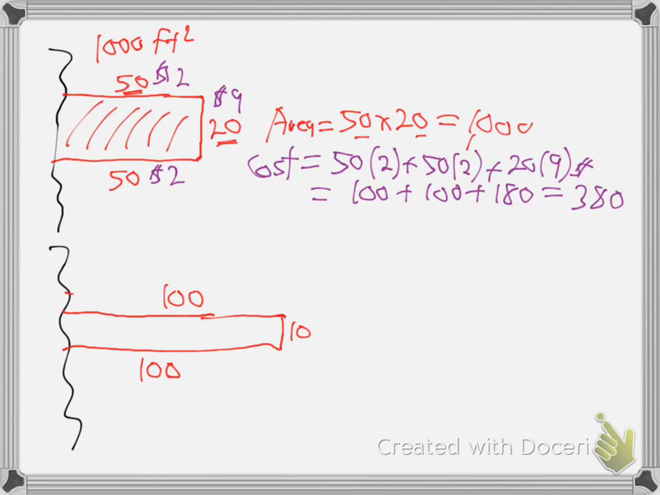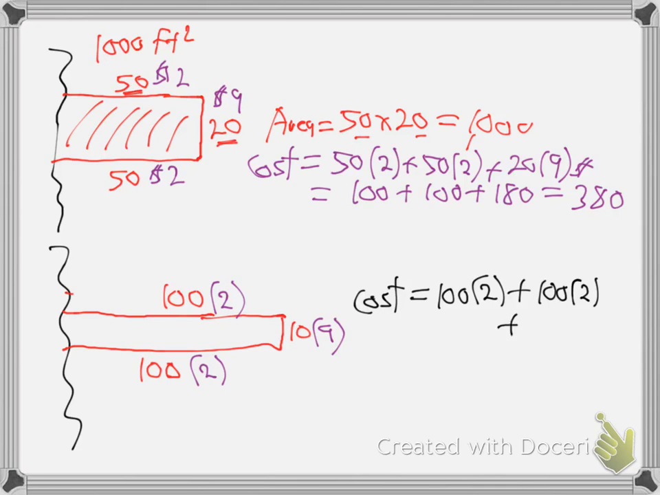So let's do it. This stuff is $2 a foot. This stuff's $2 a foot. This stuff's $9 a foot. Only the animals don't have room to turn around. Yeah, whatever. They're animals. 100 times 2, 100 times 2, plus 10 times 9, right? So what's the cost? $290. $490. Oh, $490. It's actually a little more expensive.